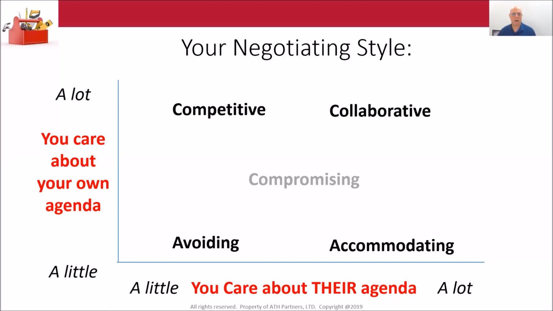If you are on the left side of the graph is how much you care about your own agenda. On the x-axis, the bottom, the horizontal axis, it's how much you care about the other side. If all you care about is yourself, you just want to sell this used car and never see that person again, you are competitive. You want the best deal you can possibly get. And if the other side suffers, that's really not your problem.